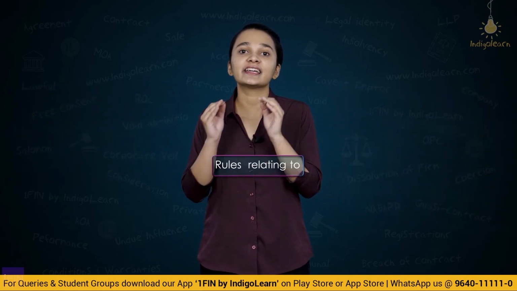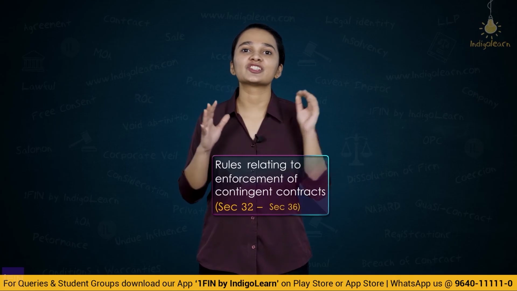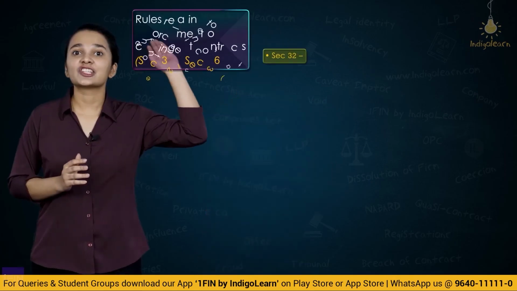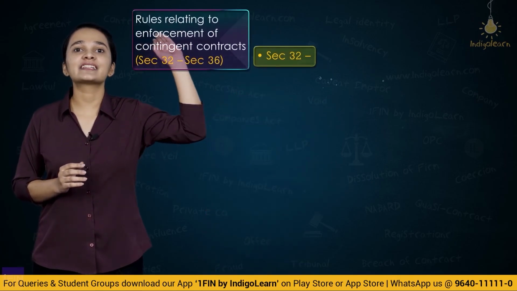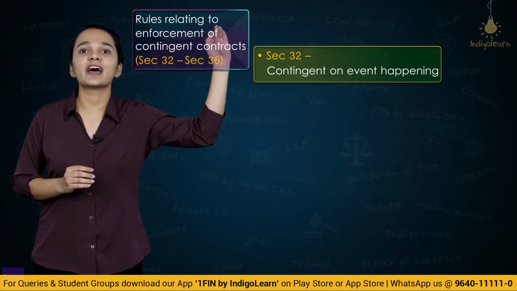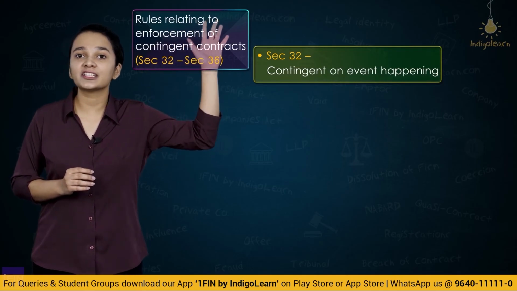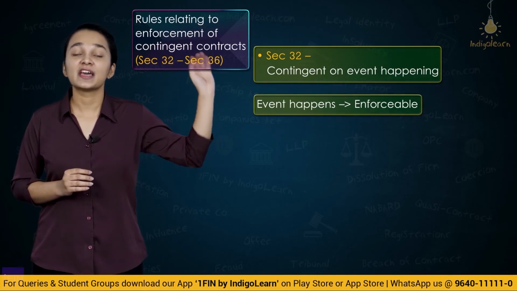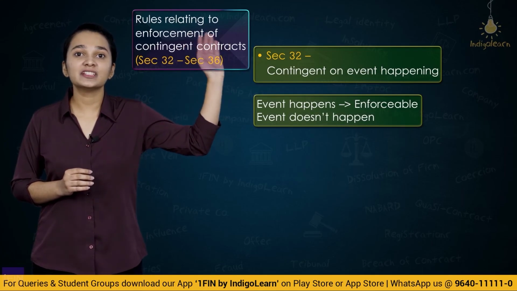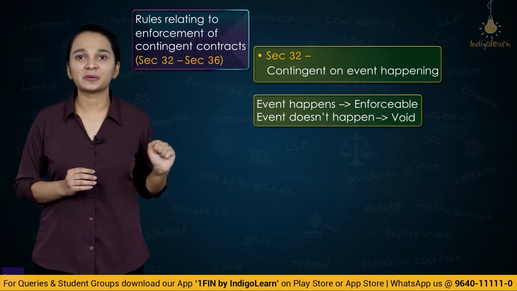After this, we understood the rules regarding enforcement of contingent contracts, wherein we discussed Section 32 to Section 36. Section 32 talks about contracts contingent on the happening of an event. When are these valid and enforceable? When the event happens. But if the event becomes impossible, the contract also becomes void.